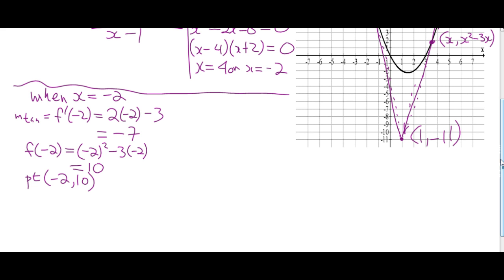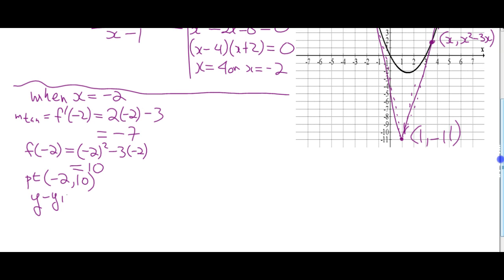Actually, we didn't even need that, did we? Because it goes through 1, negative 11. So you could use either point, right? We just need the slope and a point. Probably should have used one thing. I was drawing the diagram, it looked better, I don't know.